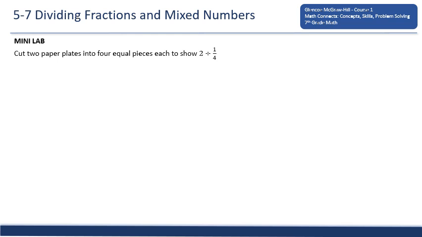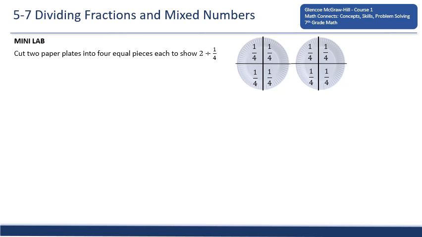A lab. Cut 2 paper plates into 4 equal pieces each to show 2 divided by a quarter. So we have 2 paper plates, and we're going to cut them into 4 equal pieces to show 2 divided by 1/4. If we cut them both into fourths or quarters, that's what we end up with. How many quarters are in 2 plates? If we look at the drawing, you see there's 4 in each plate, so there's 8.